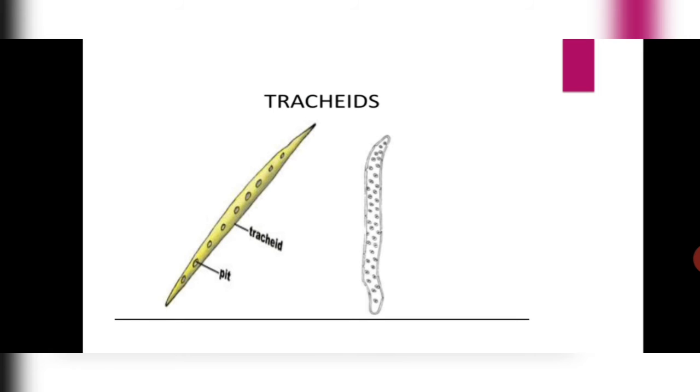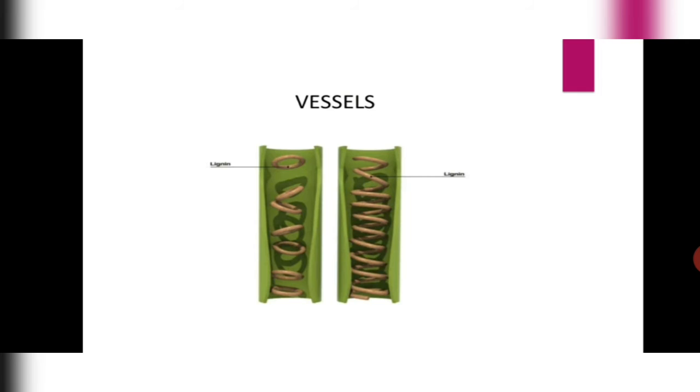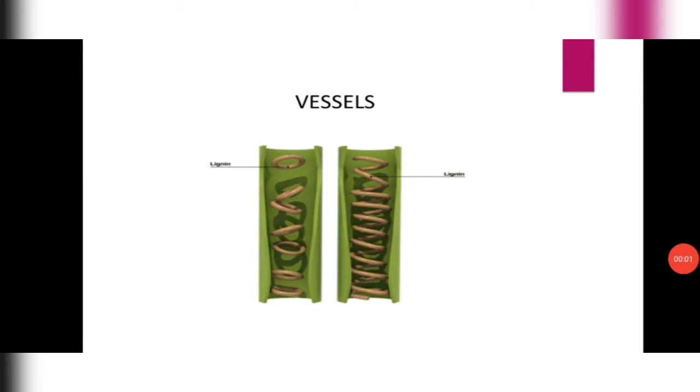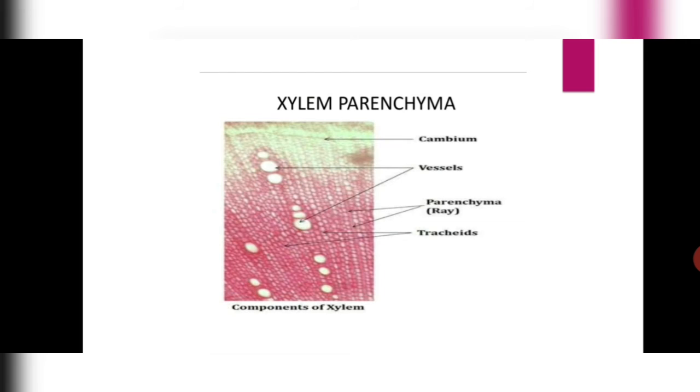Let us see the tracheids first. As you can see, they are elongated cells which show the presence of pits on its surface. Then we have xylem vessels which have the lignin rings inside, if you can see, or lignin spiral inside, so that the shape of the vessel is maintained.